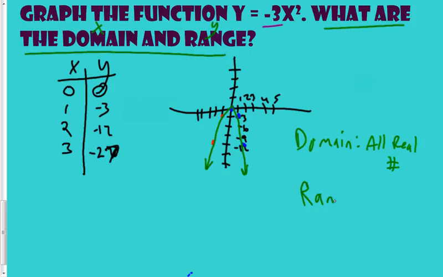The range, however, the y values, we're going to say y is anything less than or equal to 0. Because it doesn't go higher than 0. It goes to anything less than or equal to 0. Okay? It does go to 0, so it could be equal to 0. So that's just how you talk about the domain and range.